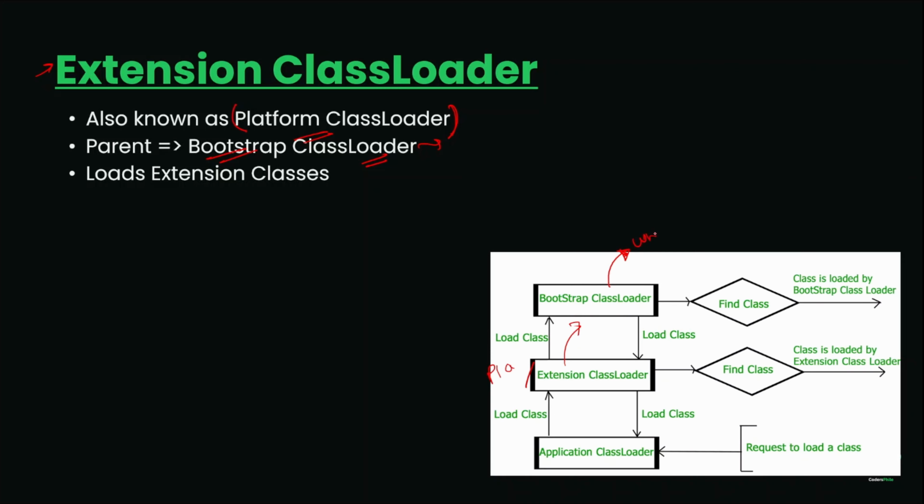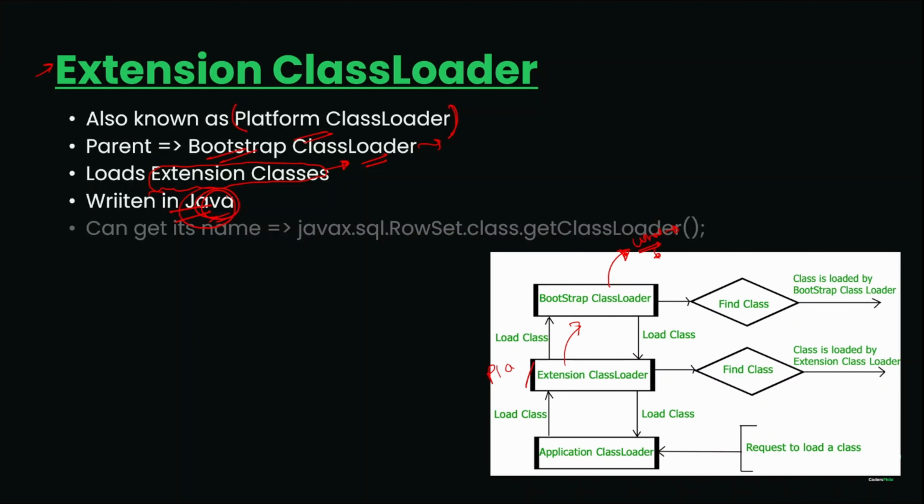And what is meant by the parent? We will learn it when we learn the delegation algorithm in the next slide. Then we will understand the significance of the parents of the class loader. So what is its responsibility? Its responsibility is to load the extension classes. In the previous slide, we learned that extension classes provide some advanced and specialized features for our Java program. This extension class loader is written in Java, and we can get its name by simply calling .class.getClassLoader, which returns the name of the class loader that loaded any class.